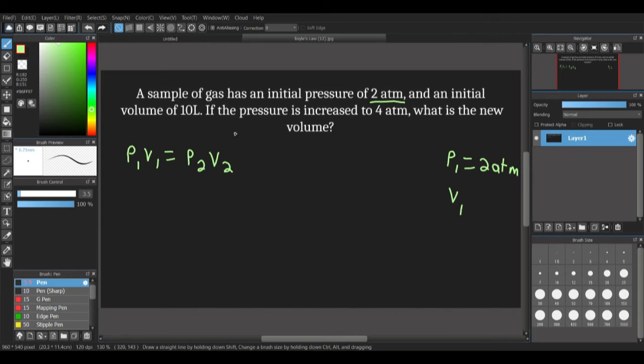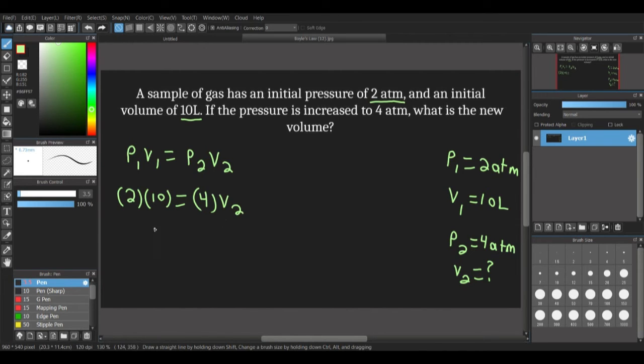Next, our initial volume, we're told is 10 liters. Our new pressure, we are told, is 4 atmospheres. And our new volume is what we're solving for, so we're going to leave it as a question mark for now. And then we're going to plug in what we have. So we have 2 times 10 equals 4 times V2, because we don't know what it is. That gives us 20 equals 4 times V2. To get V2 by itself, we'll divide by 4 and get that V2, or our new volume, is equal to 5 liters. And that makes sense because our pressure increased, so our volume must have decreased. So our final answer is V2 equals 5 liters.